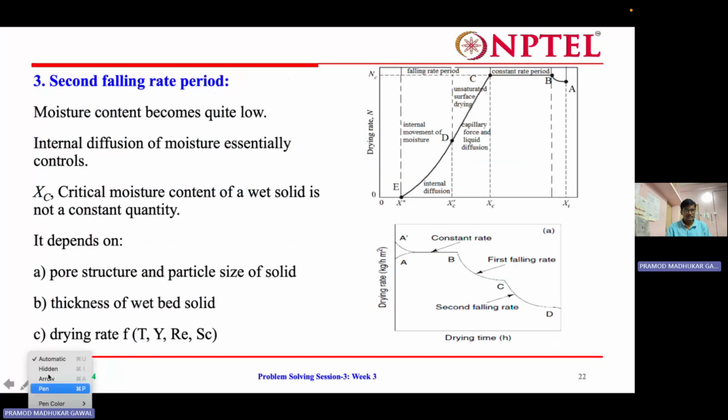In the second falling rate period, the moisture content becomes quite low. So internal diffusion of moisture essentially controls. So here Xc, the critical moisture content of wet solid, is not a constant quantity. It depends on the pore structure, the particle size of the solid, thickness of the wet solid, and drying rate, which is a function of the temperature, humidity, Reynolds number, Schmidt number. So in the falling rate period, the mechanism of moisture transport is the internal diffusion, then capillary force, and the liquid diffusion.